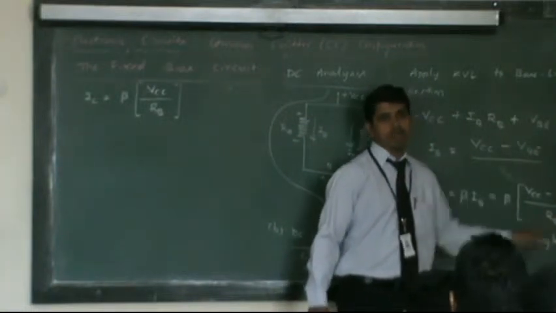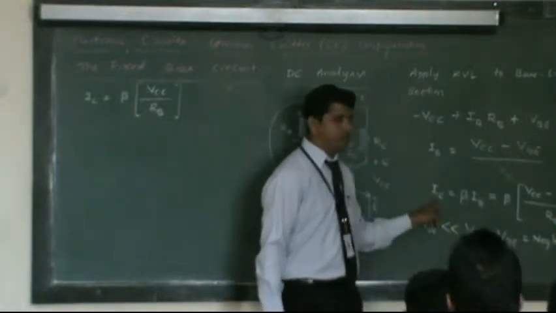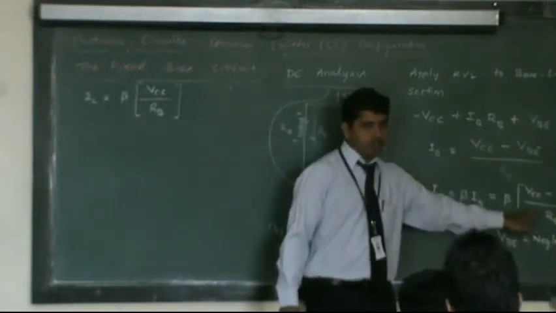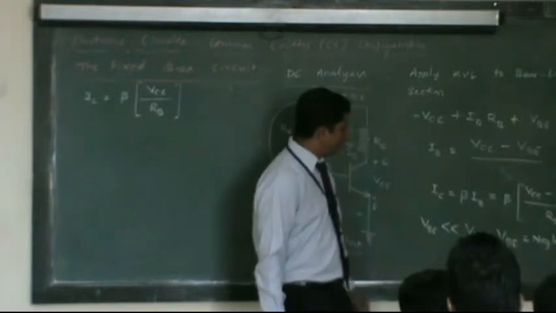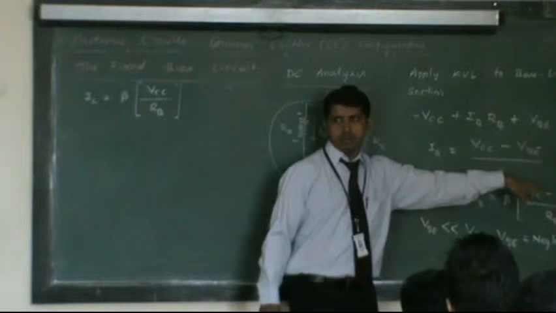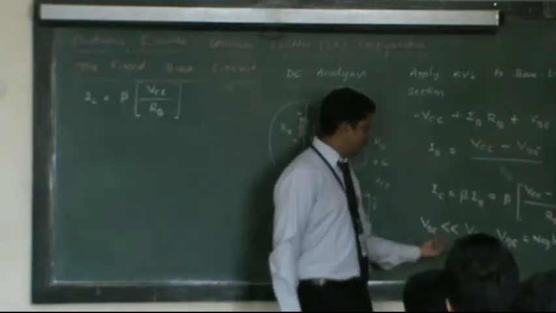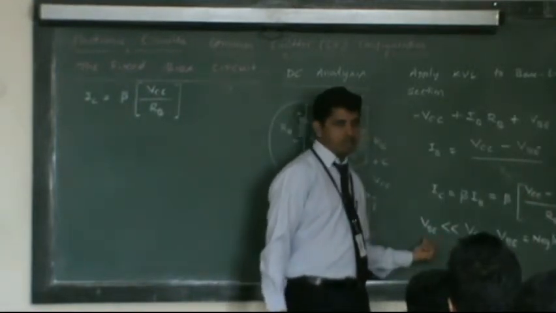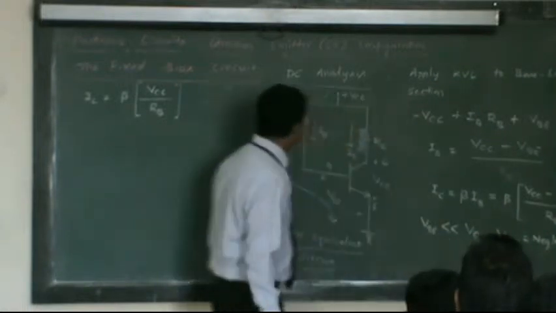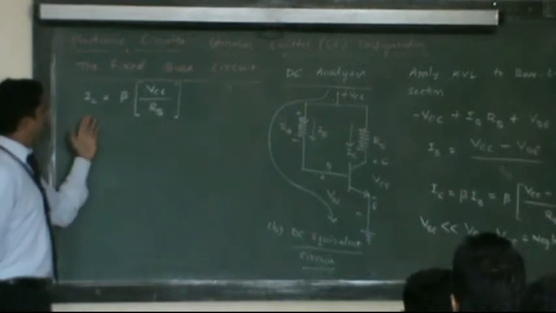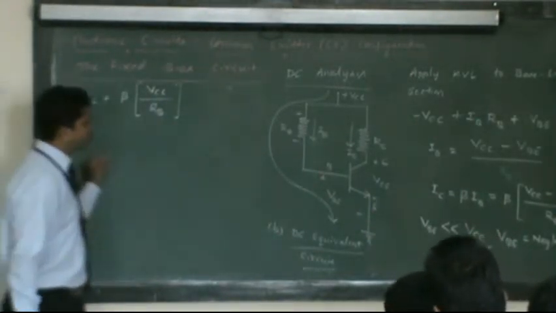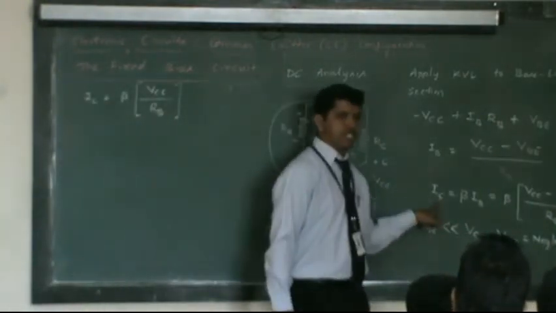This is the actual expression for the collector current flowing in the transistor. If you want to simplify it further, you can compare the two values in the numerator, VCC and VBE. VBE is very, very small, so the smaller term can be neglected. Finally, you obtain the expression for collector current as beta times VCC over RB.